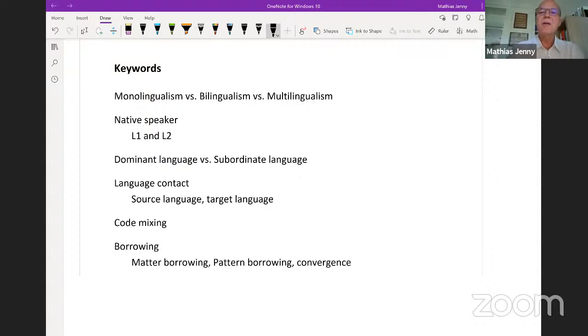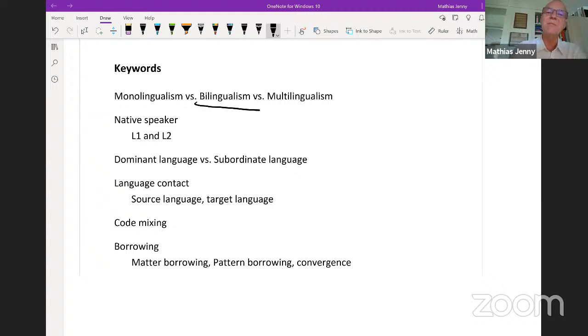Lingualism means the number of languages that a person or a community uses. Monolingualism is only one language. Mono means one, and actually monolingualism is already a bilingual word formation because mono is Greek for one or single, and lingua is Latin for language. So mono, Greek, lingualism, Latin. This is already sort of code mixing, two languages mixed together.